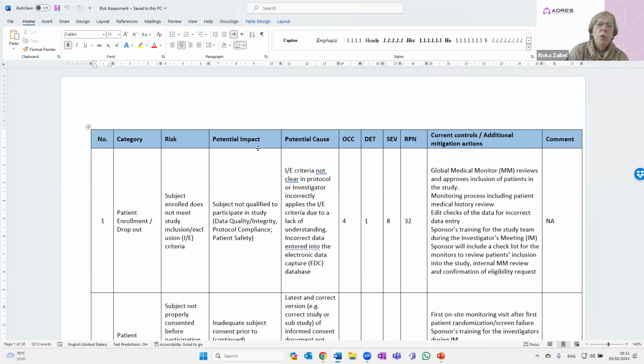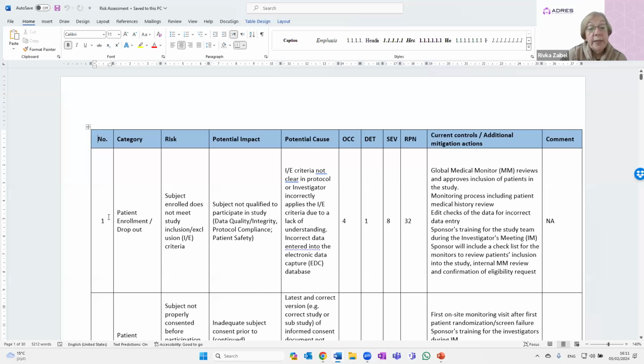in which you have the categories of the different aspects of the study. As I mentioned earlier, during the development of the protocol, you can start developing it, the risk, and then the potential impact, potential cause, and whether there are controls in the study already and what are the additional mitigation actions that are needed. So I will read one or two examples.